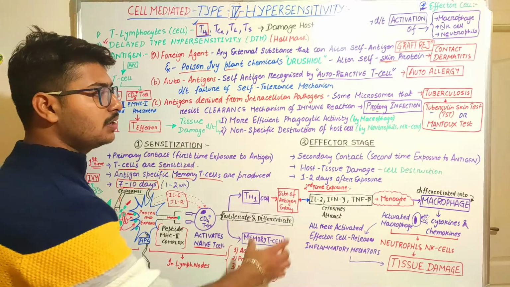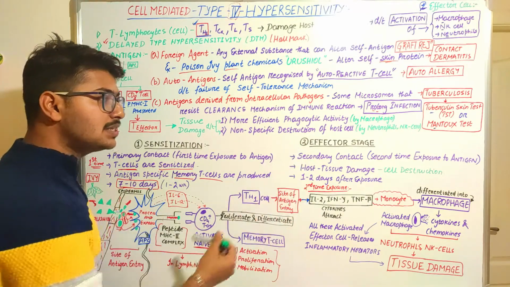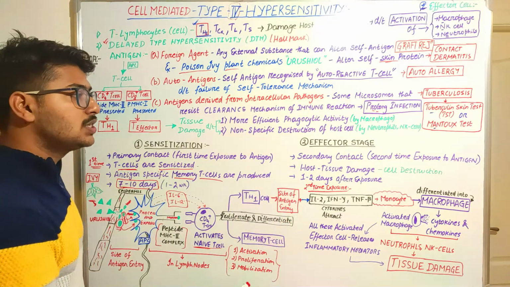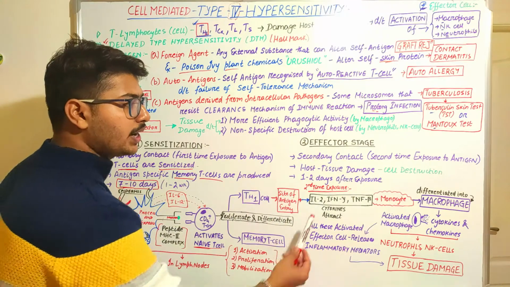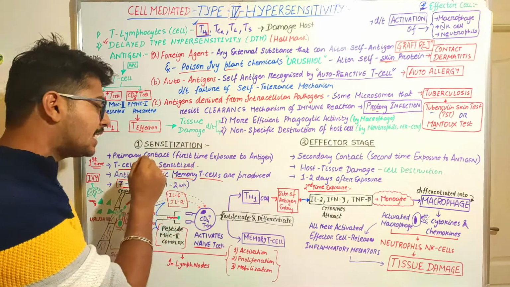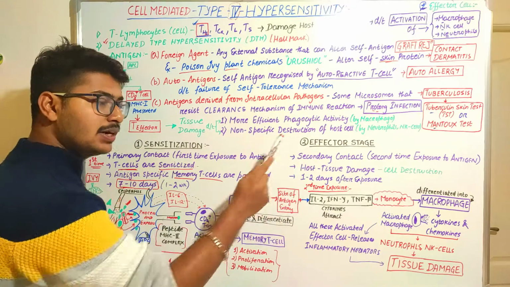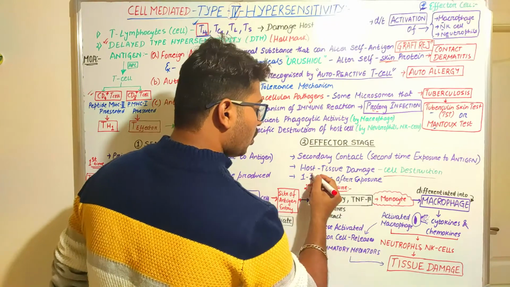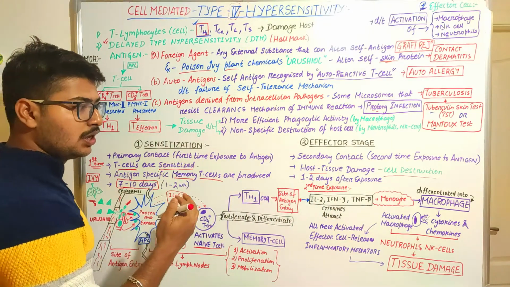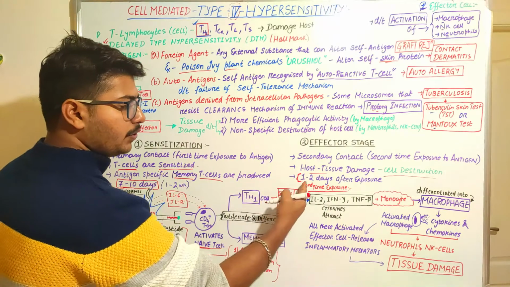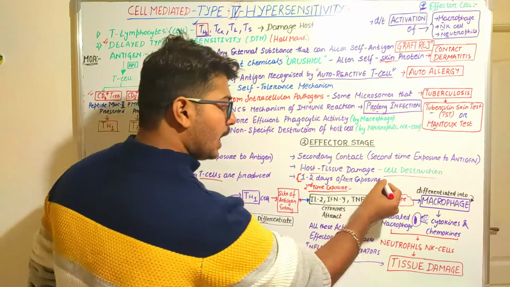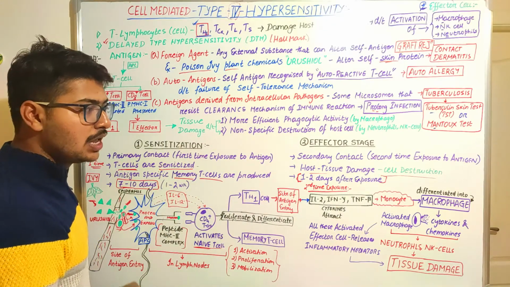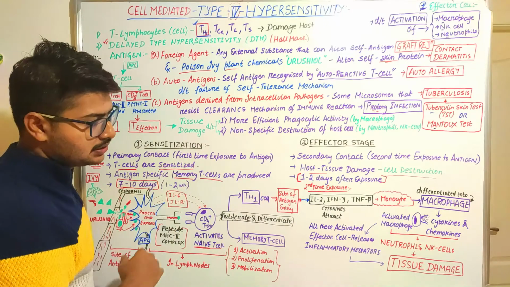Next we are going to see the effector stage. What actually happens in this effector stage? Listen, this effector stage only occurs when there is secondary contact, or second time exposure, to the same antigen. And in that effector stage, the conclusion will be cell destruction, or the host tissue will be damaged. And it occurs between 1 to 2 days after the exposure. So it occurs more than 48 hours, so it occurs after 48 hours.